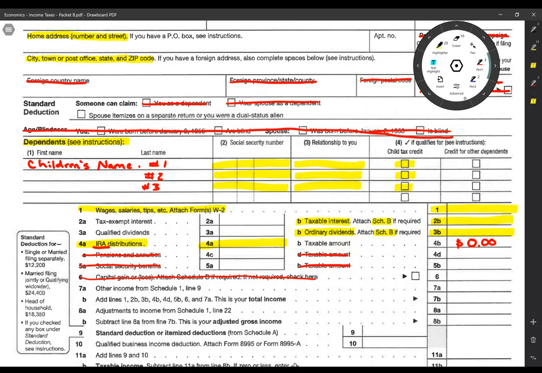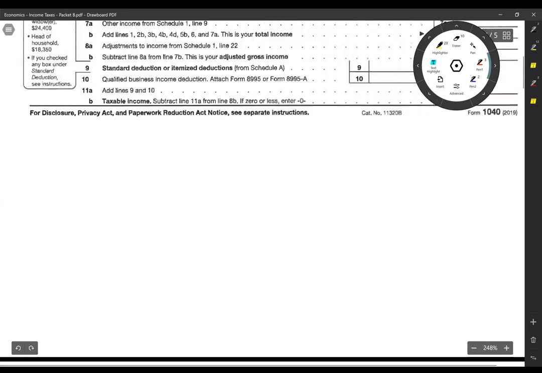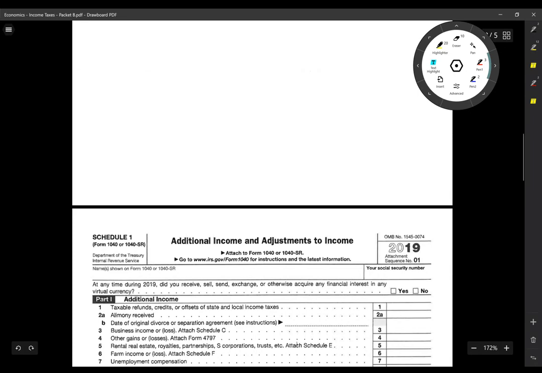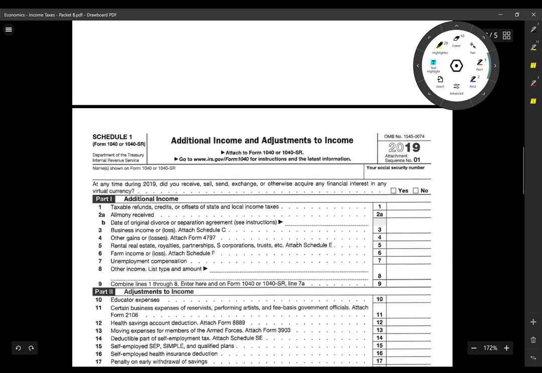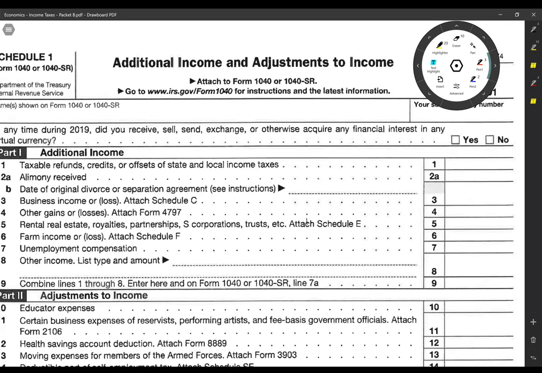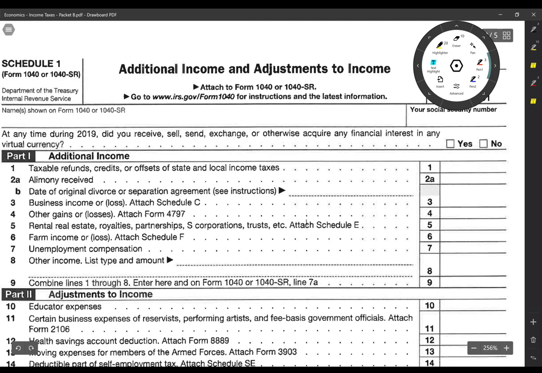Okay, line 7 says other income from Schedule 1, line 9. Let's take a look real quick. Schedule 1, line 9. Okay, so there is going to be some stuff here. Tax refunds, I'm not going to have that there. Alimony.